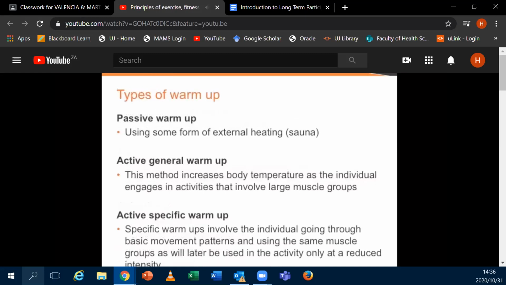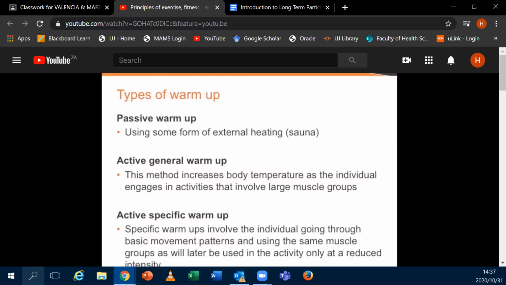Types of warm-up. Passive warm-up. This is where we use some form of external heating, such as a sauna. However, we don't recommend you use this form on its own, as it's not an effective warm-up. It merely raises the core temperature.